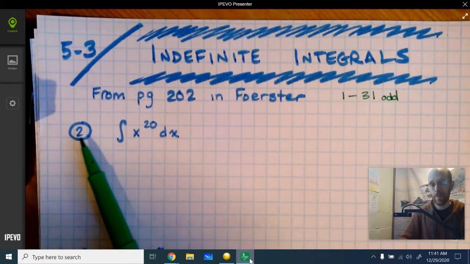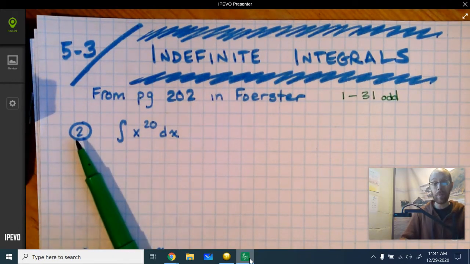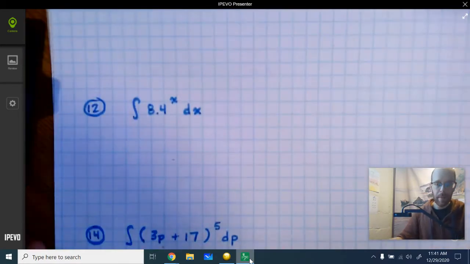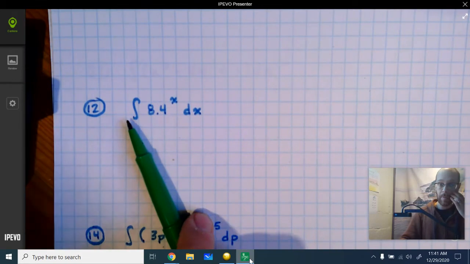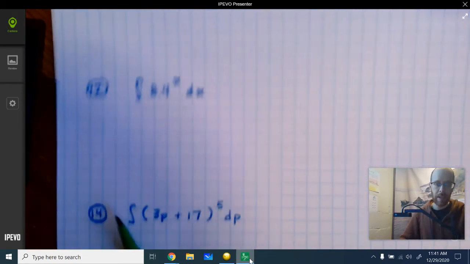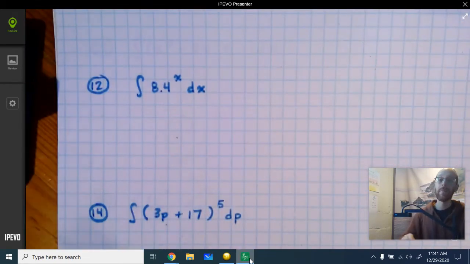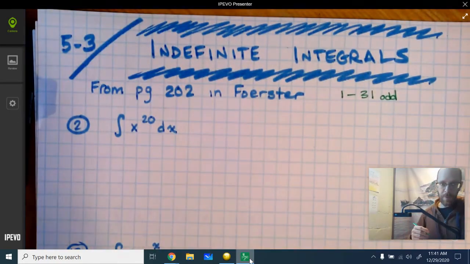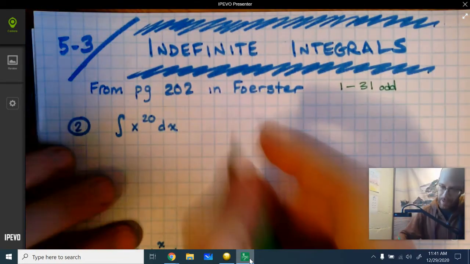So for instance, I'm going to do number 2. And this should be really similar to doing number 1, which you were going to do. And then I'm going to do number 12, which should be similar to number 11. I'm going to do 14, which should be similar to the one right before it, number 13, and so on. Okay. So the first thing that you need to know is this.